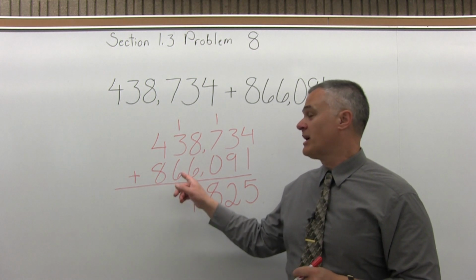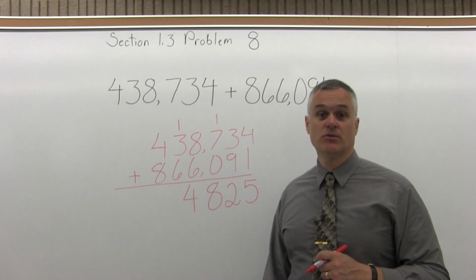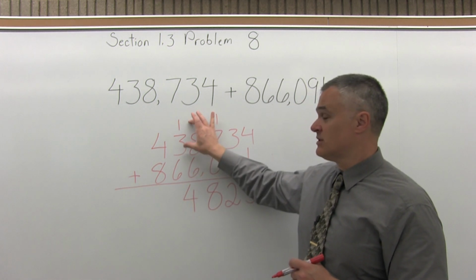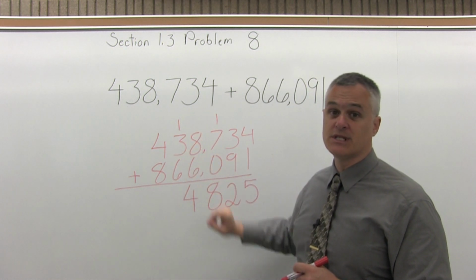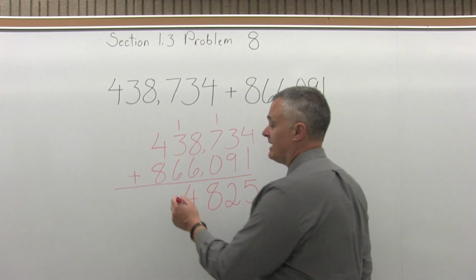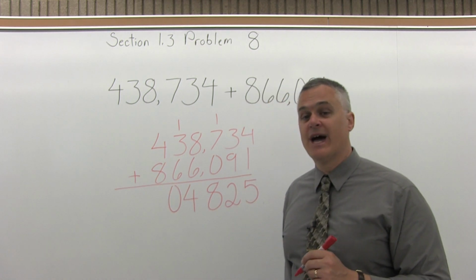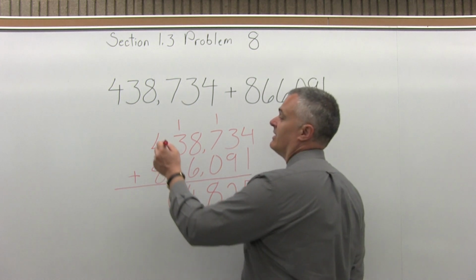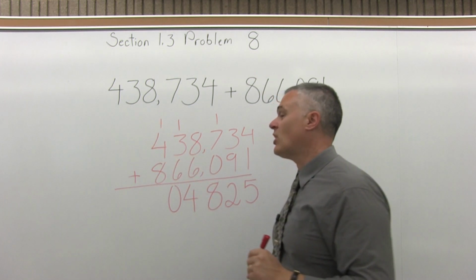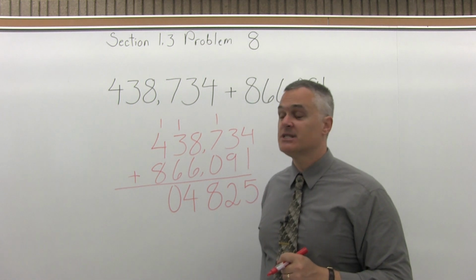And now for the next column I add 1 plus 3 plus 6. 1 plus 3 is 4. 4 plus 6 is 10. So for the 10, I will write the 0 from the 10 beneath the column of digits I just added, take the 1 from the 10 and carry it to the top of the next column of digits.